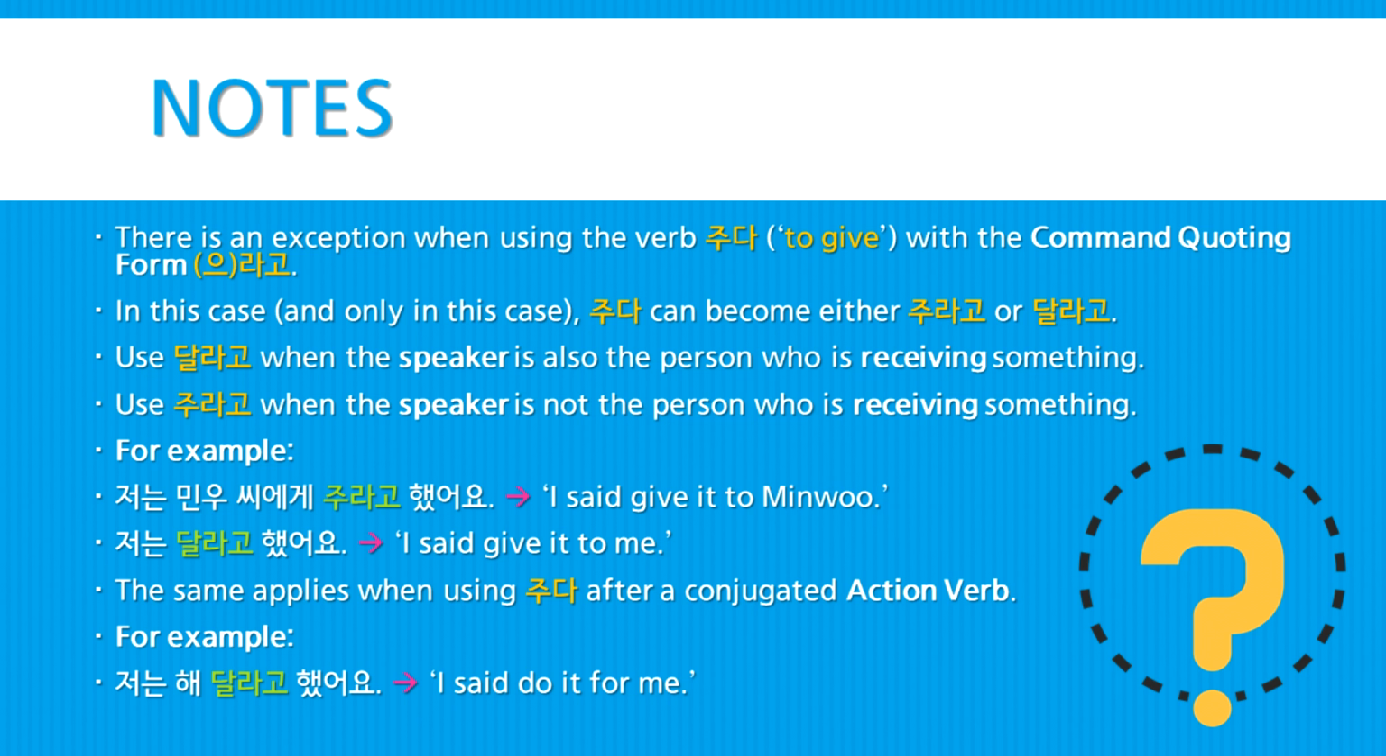For example, 저는 민우 씨에게 주라고 했어요. I said give it to 민우. Here, I am saying it, but I am not the one who's getting it. Instead, 민우 is getting it, so I'm using 주라고. Or 저는 달라고 했어요. I said give it to me. Here, I am also the one who's receiving it, so use 달라고.